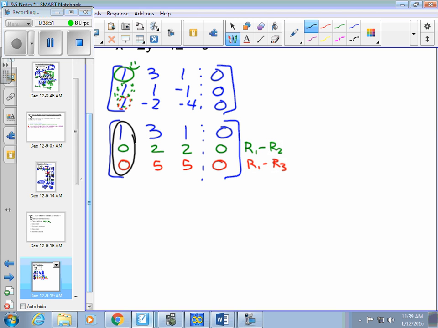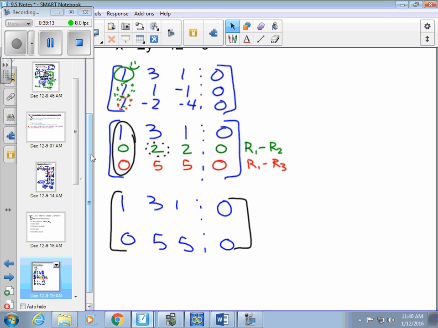The next spot we want to go, we want to get this one right here to be a 1. What are we going to do? Divide by 2. Good. Okay. So my top row is going to stay the same. I'm not going to change my bottom row yet. That's going to stay the same. My second row is going to change. I'm dividing by 2. So row 2, divide by 2. 0, 1, 1, 0.